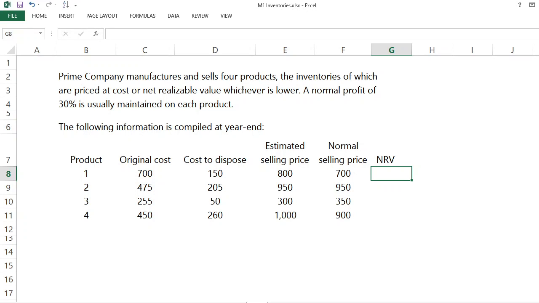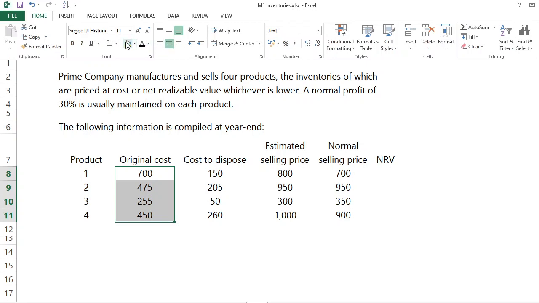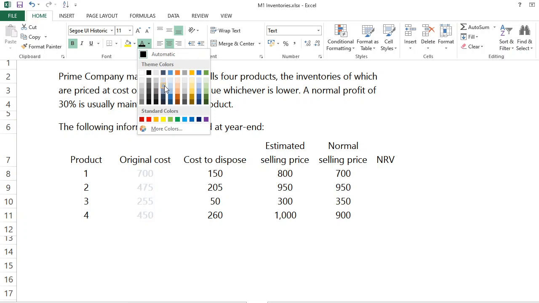We have here the cost of disposal. Ganun din yun. And then we also have estimated selling price. Okay. And we also have our normal selling price. May normal, may hindi normal. Okay, let's have first your product number 1. We have unit cost of 700. Dito na siya i-compare. Okay. Sige, kulayan na lang natin para colorful.